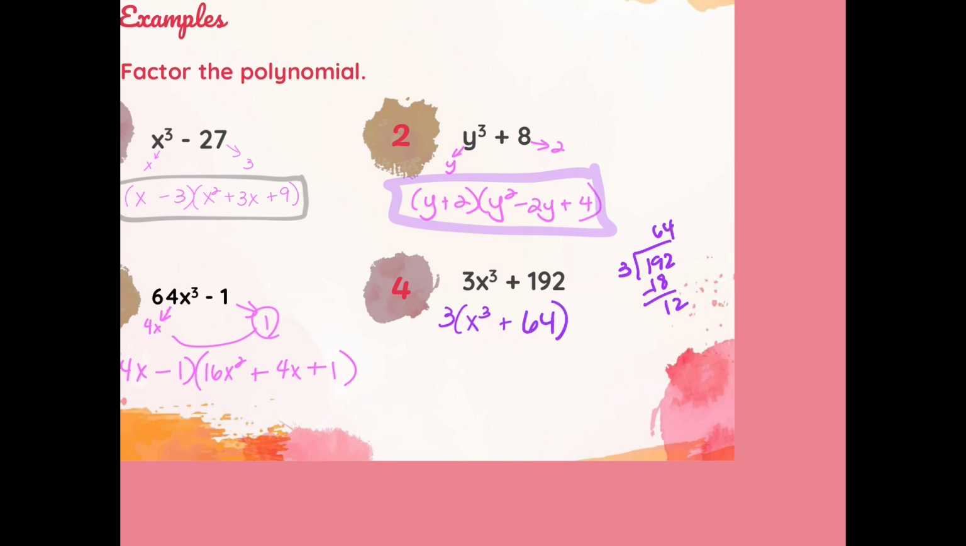Now those are both perfect cubes. So the 3 stays on the front. Cube root of x to the third is x. Cube root of 64 is 4. And you get x plus 4, x squared minus 4x plus 16.